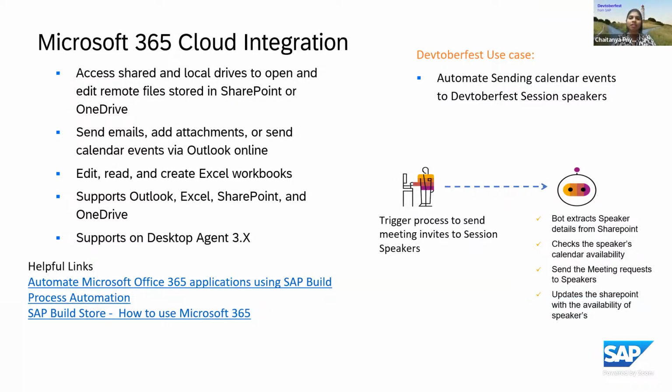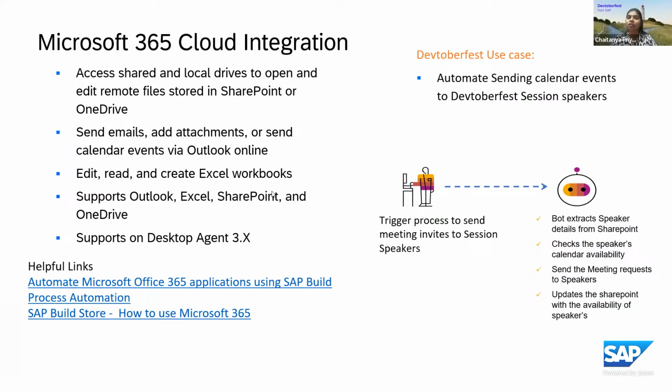All of you would have seen with the recent releases this year, SAP Build Process Automation is now capable to automate all the Microsoft Office 365 products like Outlook, Excel. You can access your files, edit remote files, edit all of them in your SharePoint or OneDrive. And when it comes to the Microsoft Office 365 products, it supports on desktop agent 3.x. And I would take you into detail about this with one interesting use case.